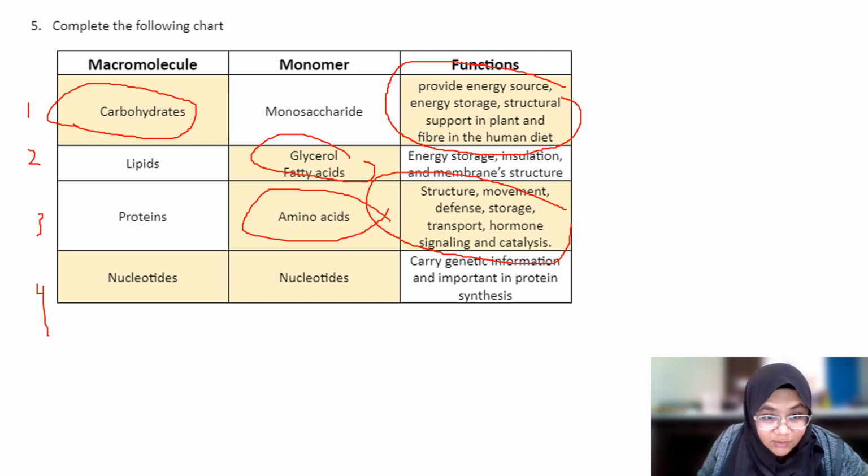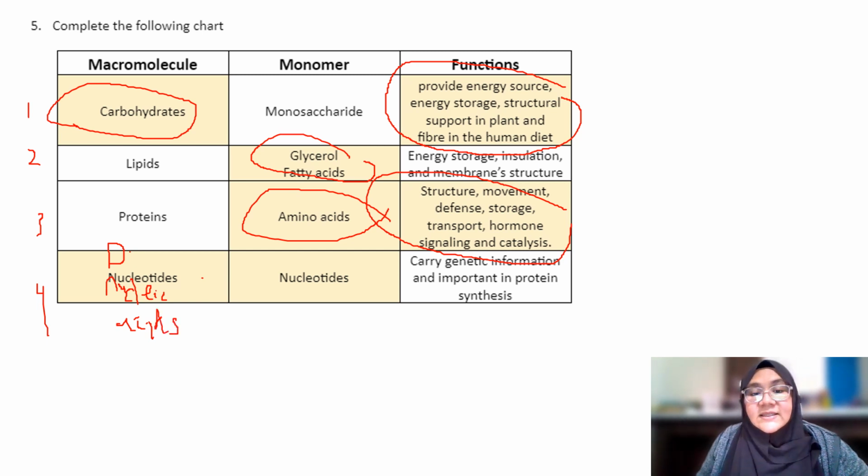Next, question number 4, it gives the answer: carry genetic information. So what are the macromolecules? It is DNA. The macromolecules are nucleic acids, and the monomer is nucleotides. Sorry, that's wrong. The macromolecule is nucleic acids and the monomer is nucleotide. The function of the nucleic acids is to carry genetic information and be important in protein synthesis.